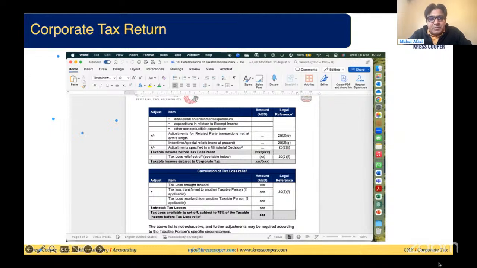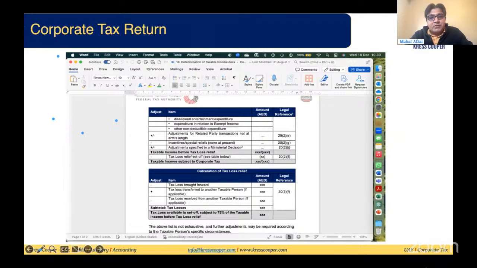After that, they are asking to make the adjustment about the reliefs and any other adjustment, and then we arrive at taxable income or tax loss. Once we arrive at the taxable income or tax loss, we need to make the adjustment for the losses. These losses can be carry forward losses, or losses that we are taking from another taxable person. After this adjustment, we arrive at the tax liability. From the tax liability, we adjust the foreign tax credits. Then it will be the net amount payable to the Federal Tax Authority.